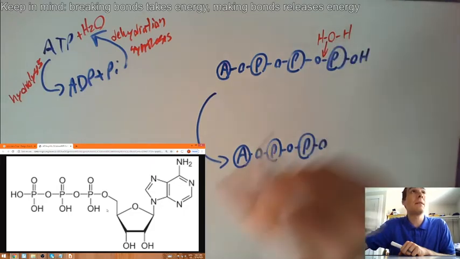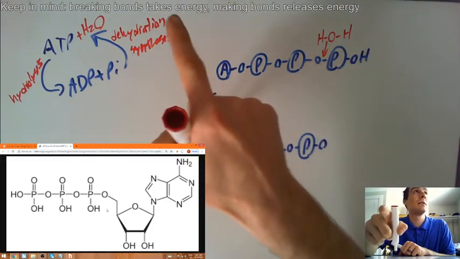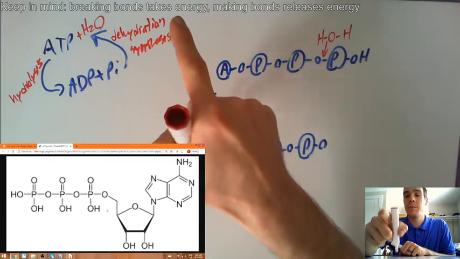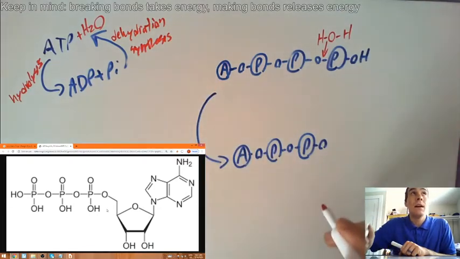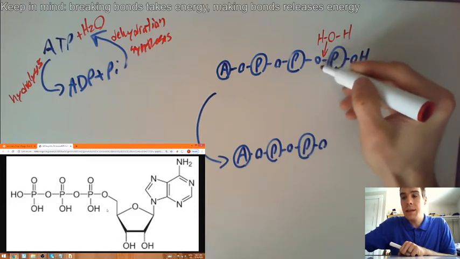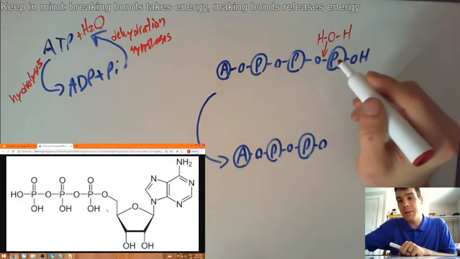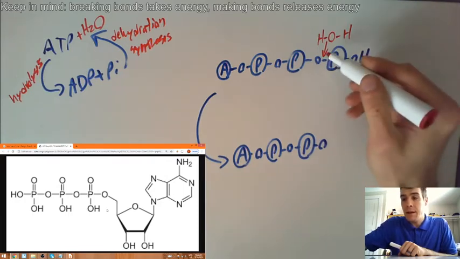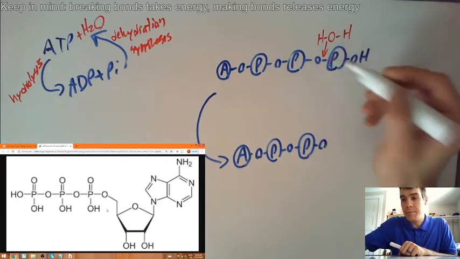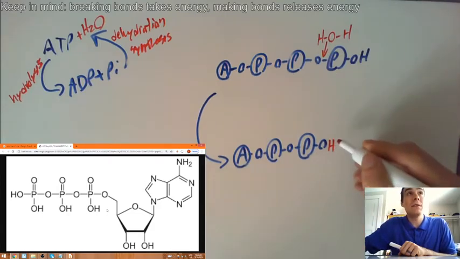And remember that breaking bonds takes energy. This is going to take some energy. We'll talk about this. It doesn't actually take that much energy, and we'll talk about why. So it's going to break that bond, and it's going to install itself on the end. The H is going to install itself on this side.